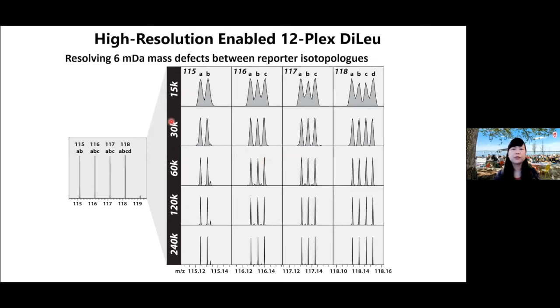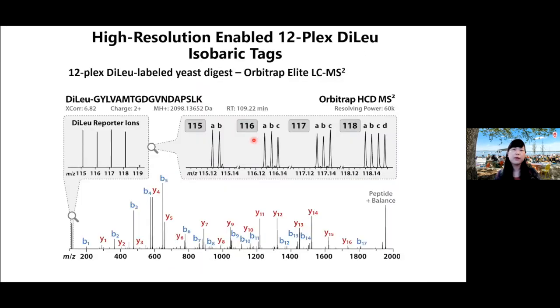So we have systematically looked at a number of these different mass spectral resolving powers from 15K to 240K. As you can see very clearly, at 30,000 we can baseline resolve these 12 reporter ion channels, so that basically it can be achieved on most modern mass spectrometers, Orbitrap for sure, but even some of the high-end Q-TOF systems.